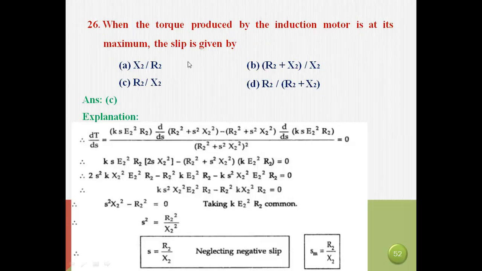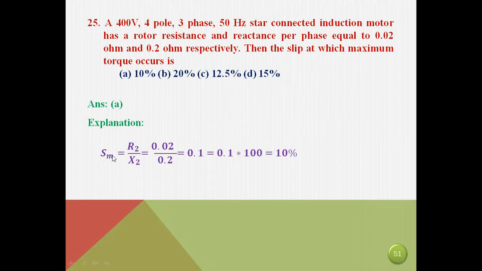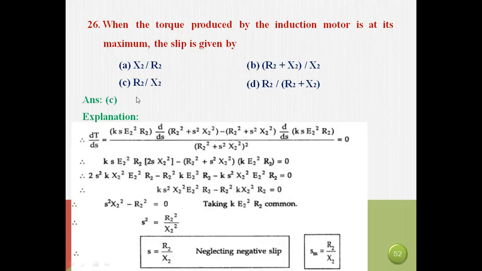Now there is a question like: when torque produced by an induction motor is maximum, slip is what? What equation are we using? Maximum slip is nothing but R2 upon X2. So you are supposed to write that, R2 upon X2. If you want to solve, you can solve. How? We have the torque equation. What is the torque equation? K into S into R2 into E2 square upon R2 square plus S X2 square, U upon V.